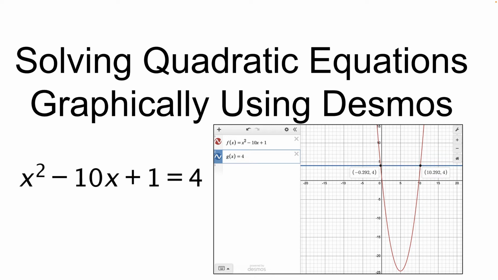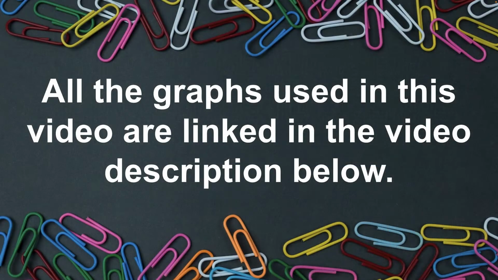Welcome to a video on quadratic equations. In this video, we'll learn how to solve quadratic equations graphically using the free online graphing calculator program Desmos. Let's get started. Throughout this video, I'll be creating several graphs using Desmos.